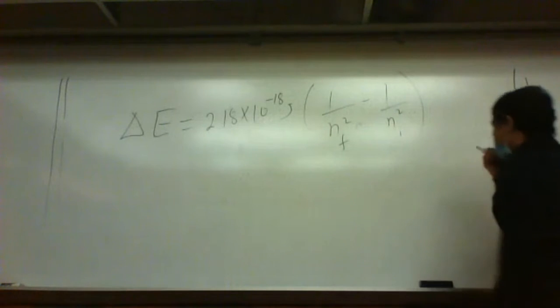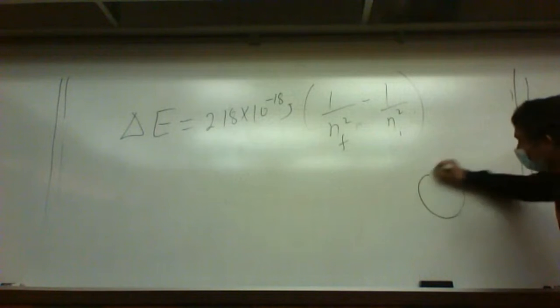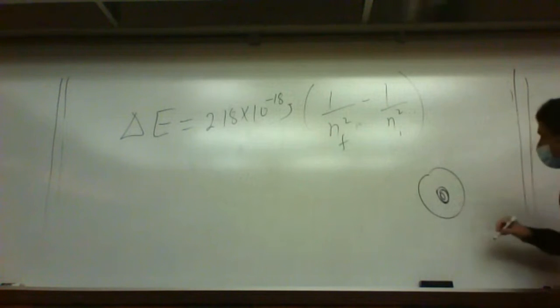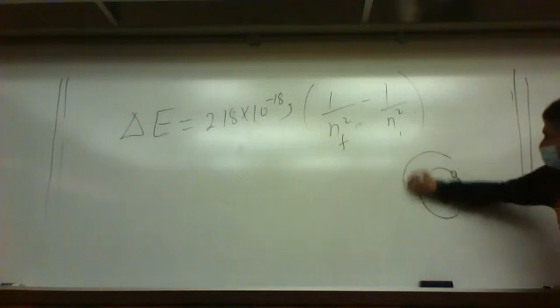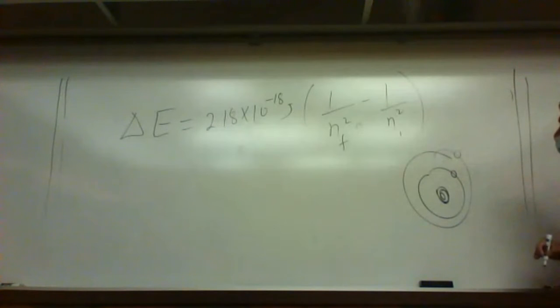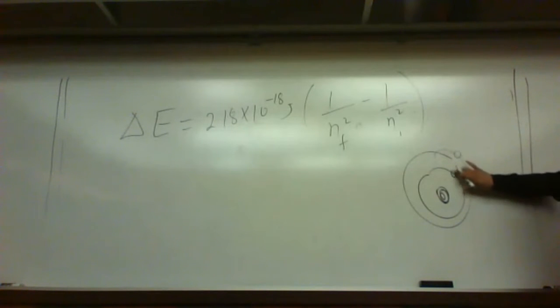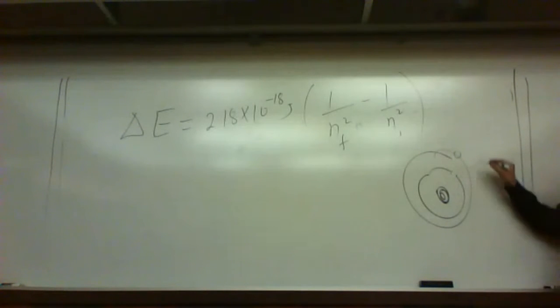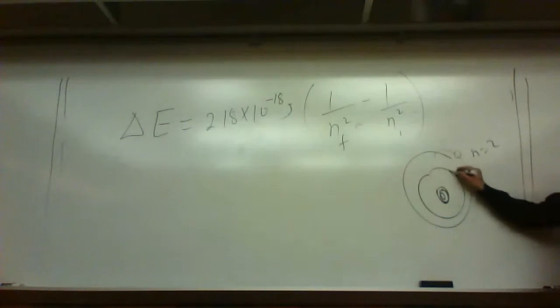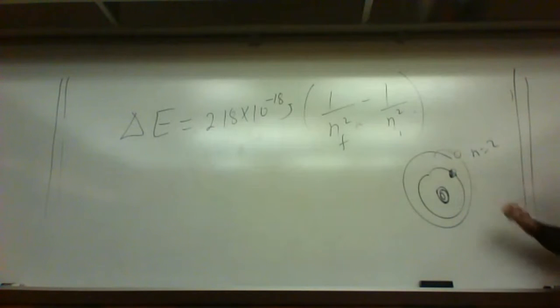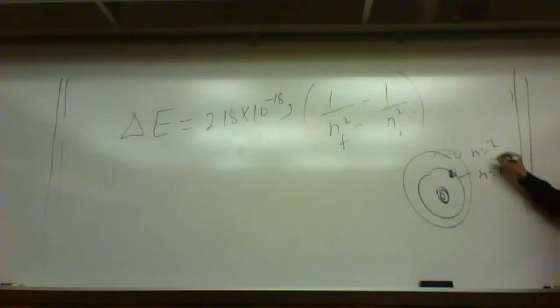So what is n_f? n_f is the final. Let's say you have a nucleus here. This is an electron in the first orbit. This is the second orbit. Let's say at the beginning the electron is in the second orbit, n equals 2. Now it jumped back to 1. So from here it jumped back to n equals 1.